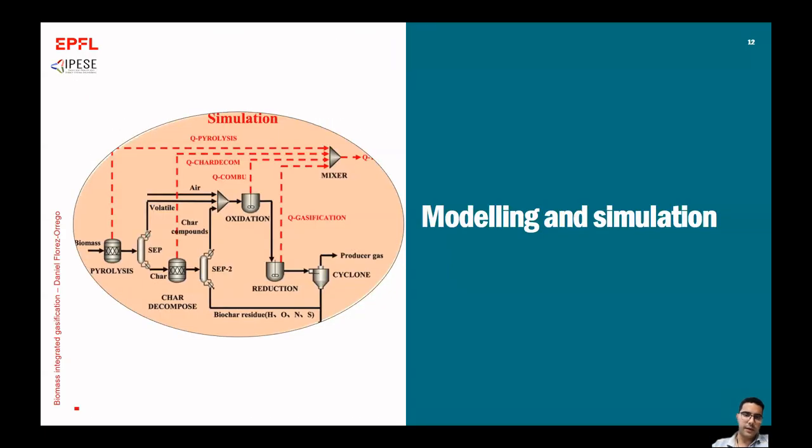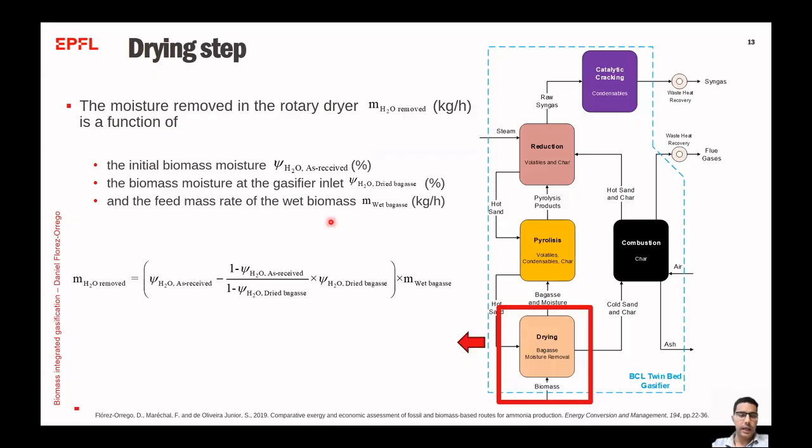Let's now discuss some details about the model and simulation of the gasification process. In the drying step, we are more interested in determining the amount of water that has been removed. We know that there is a preliminary drying step outside of the gasifier, and there is also an internal drying process inside of the gasifier. Knowing the initial biomass moisture and the desired biomass moisture after the drying processes, as well as the mass flow rate of the wet biomass, we can determine the amount of water that has been removed in the drying process.